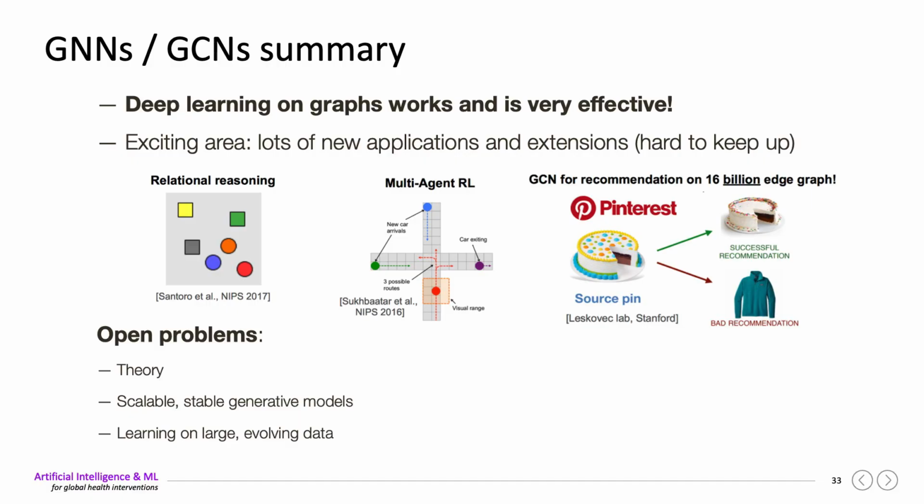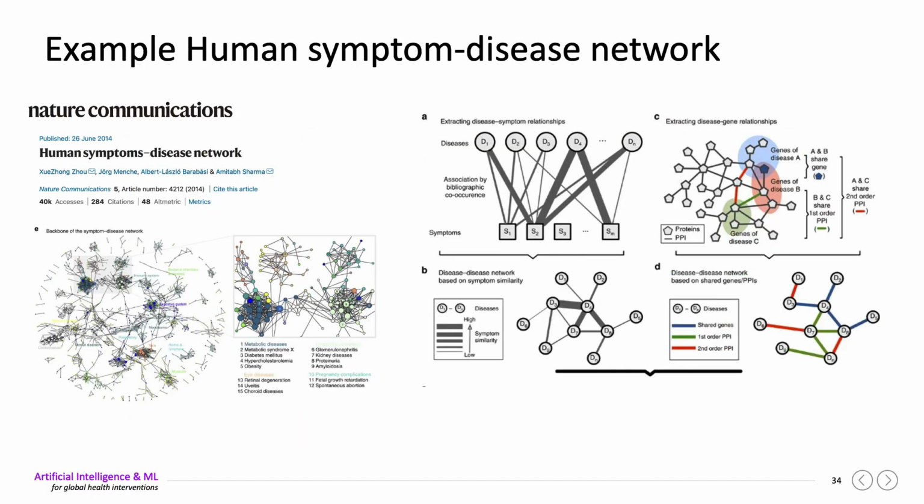Theory. We still lack a complete theoretical understanding. Scalable, stable generative models for graphs, and learning on large evolving data where the graph itself changes over time. Now let's ground all of this in concrete global health examples.